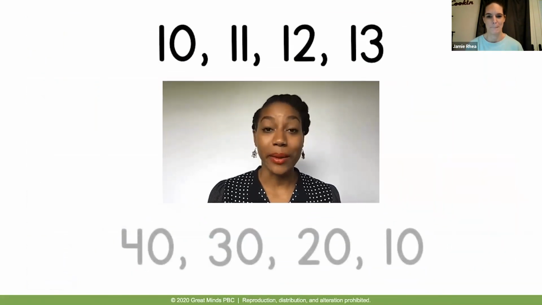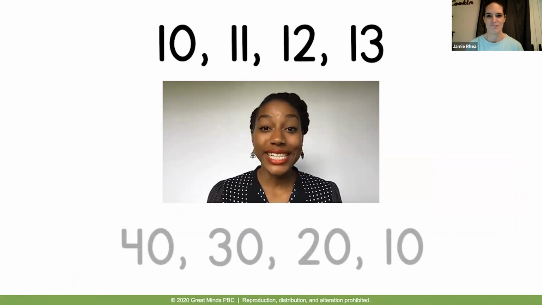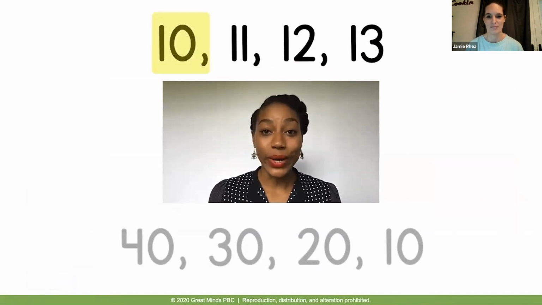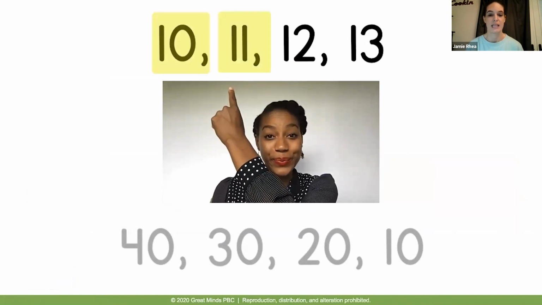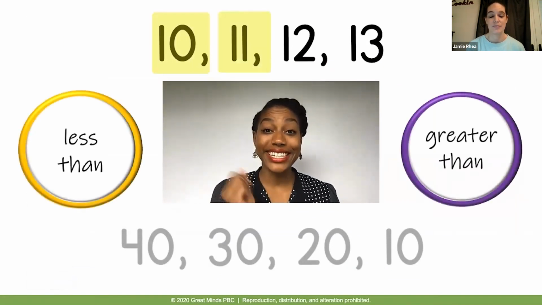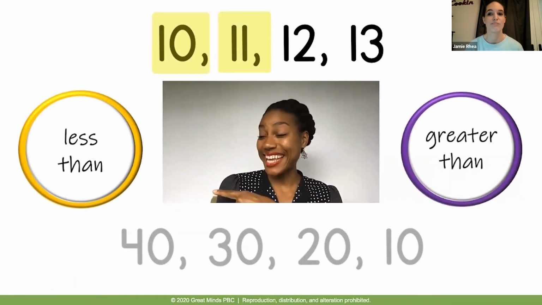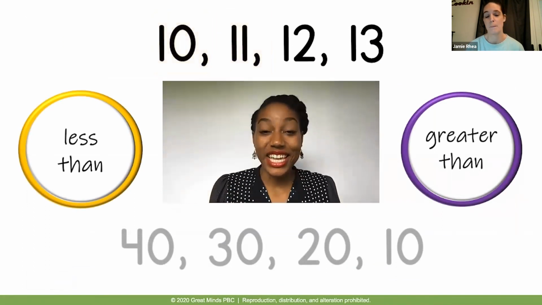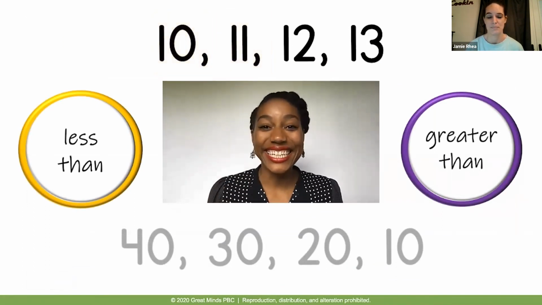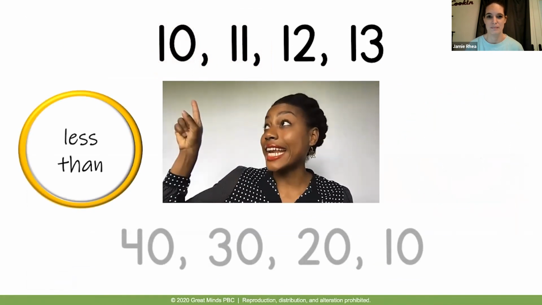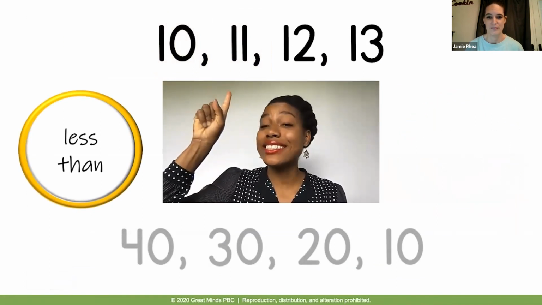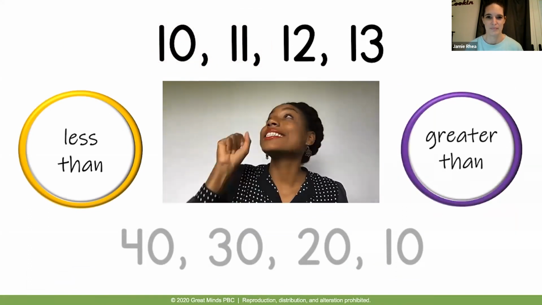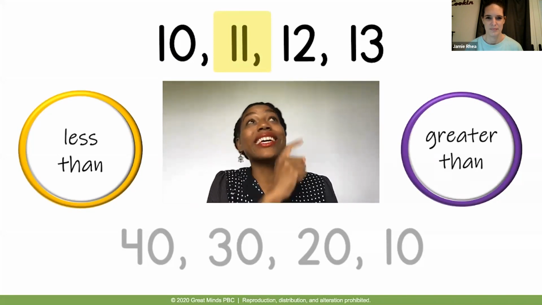Let's use some of those to compare the numbers on our screen. Can we say that this number is less than or greater than this number? Point to the button that is true. Is it greater than or less than? It's going to be less than because 10 comes before 11. If you pointed to less than, you were correct. 10 is less than 11. What about the next numbers? Choose which comparison words are correct. Is 11 less than or greater than 12?